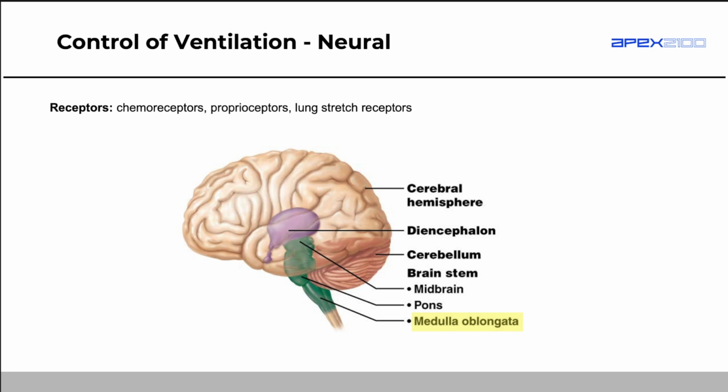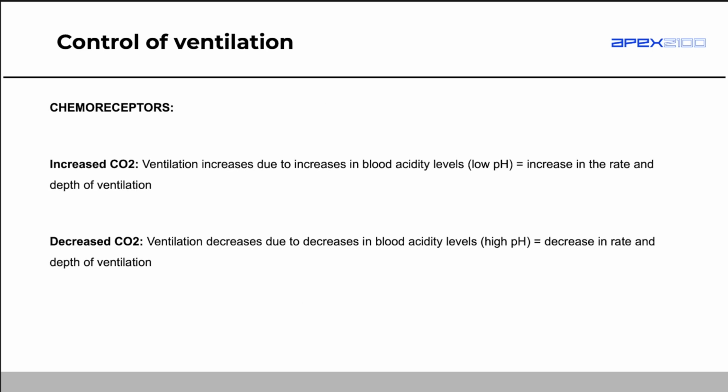So chemo, that prefix, they're going to focus on chemicals. They're going to detect changes in chemicals within the blood. We've got proprioceptors, which are going to detect changes in movement, and we've got lung stretch receptors, which detect stretch within the lungs. And all of these receptors are going to help us regulate and control our breathing. So let's talk about each of these separately.